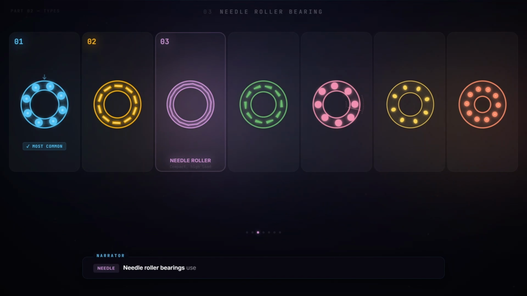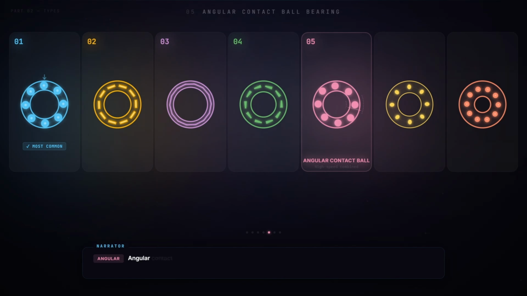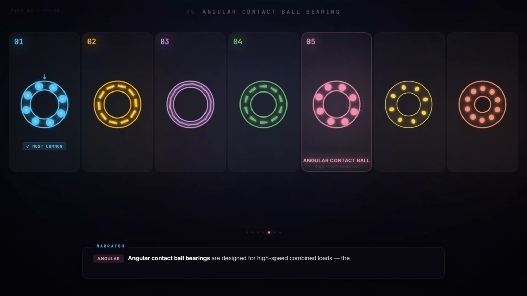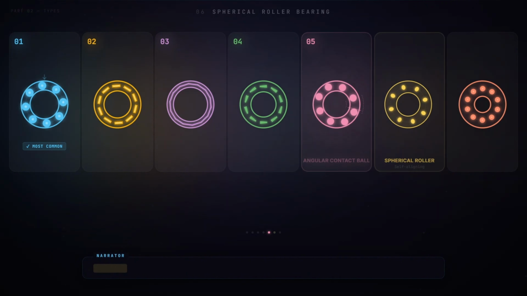Needle roller bearings use very thin, long rollers to fit in tight spaces while carrying heavy loads. Tapered roller bearings can handle massive combined radial and axial loads. You'll find them in car wheel hubs. Angular contact ball bearings are designed for high-speed combined loads. The contact angle determines how much axial load they can take.